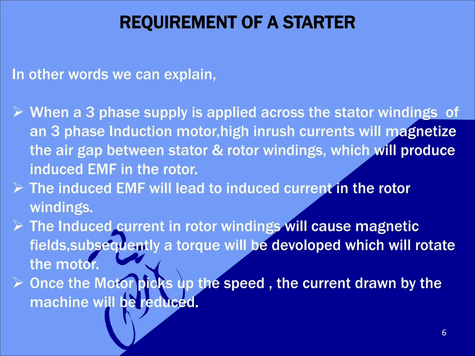It can be explained in other words as follows. When a three-phase current is applied across the stator windings of a three-phase motor, high induced currents will magnetize the air gap between the stator and the rotor windings, which will produce an induced EMF. This will lead to an induced current in the rotor windings and it will lead to magnetic flux. This magnetic flux will cause the torque developed in the motor, which will rotate the motor. Once the motor picks up speed, the current drawn by the machine also will be reduced.